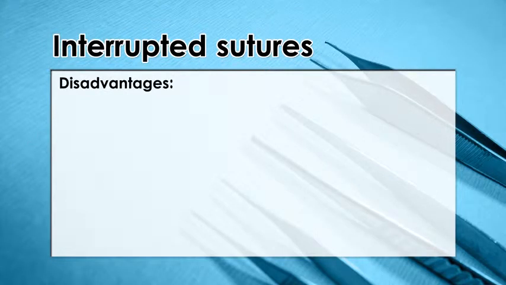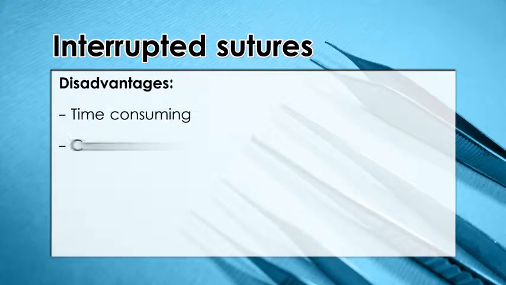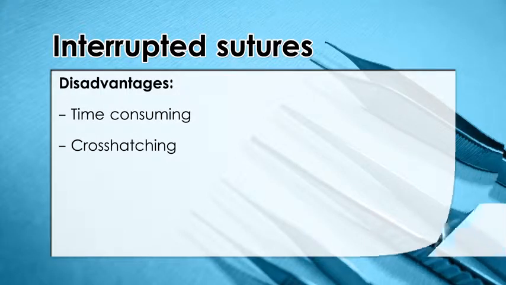However, interrupted sutures do take longer to place than a running stitch, and there is greater risk of cross-hatched marks parallel to the line of the wound if the sutures are left in for too long or placed under too much tension.